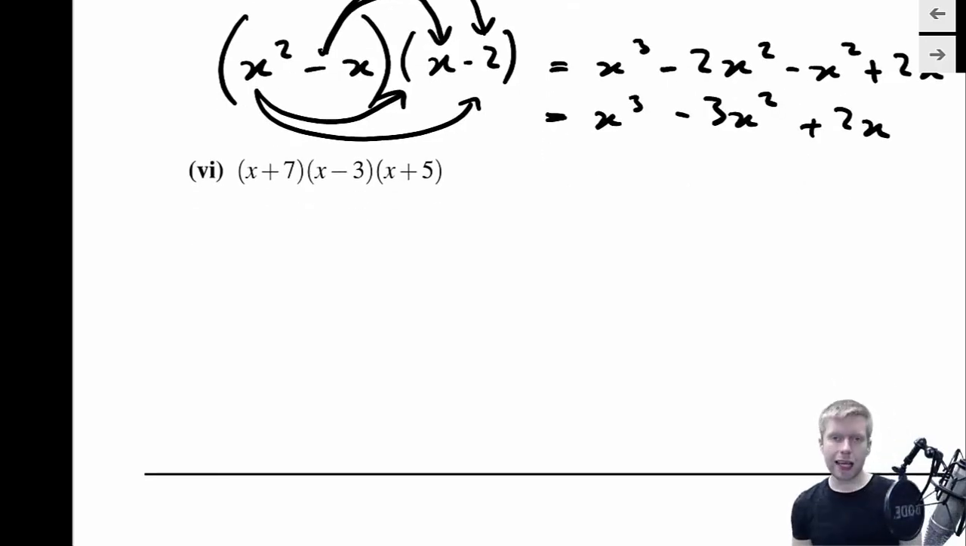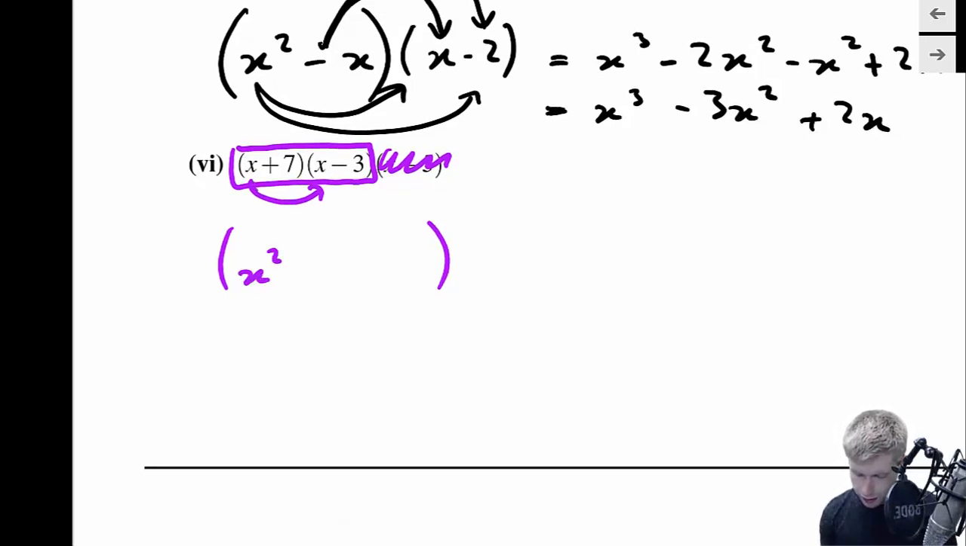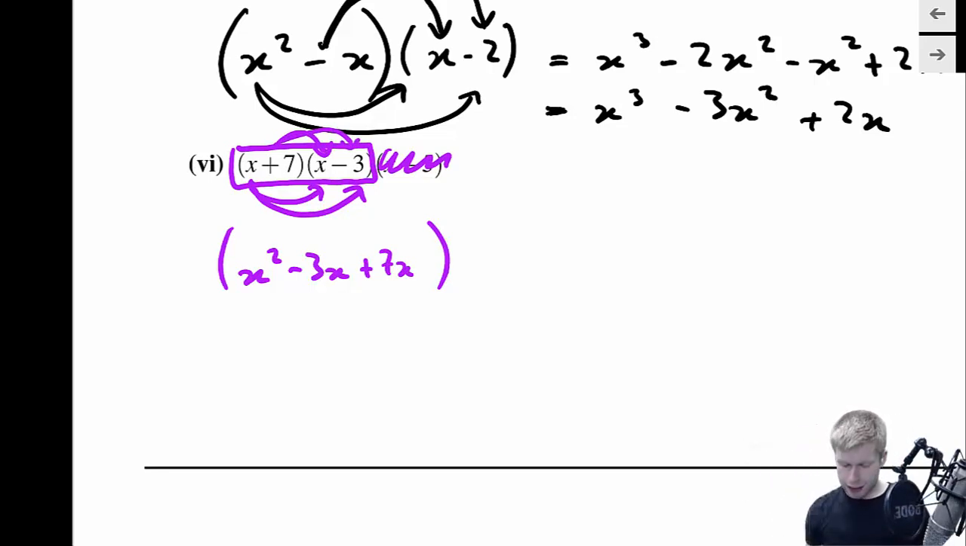So let's have a look at this thing then. Well, the way which I would deal with this is very similar to the last question. We just basically look at 2 brackets at a time. So let's look at the x plus 7 and the x minus 3 and pretend that last bracket isn't there. So if we do that, x visits the x, which makes x squared. Then we have the x visiting the negative 3, which makes minus 3x. And then we have the plus 7 visiting the x, which makes positive 7x. And then we have positive 7 visiting negative 3, which makes negative 21.